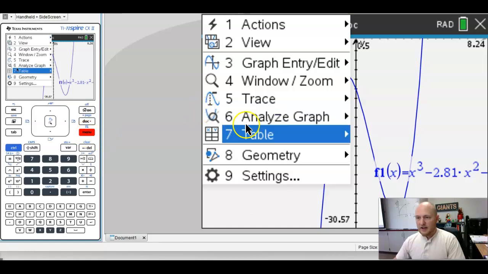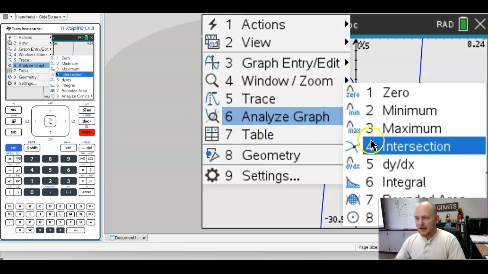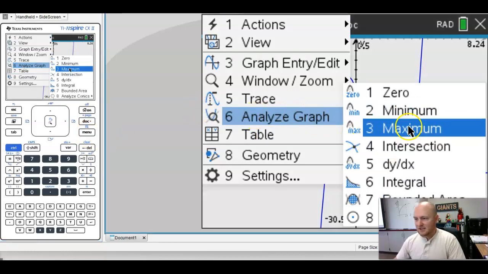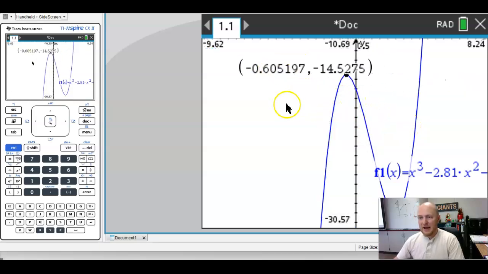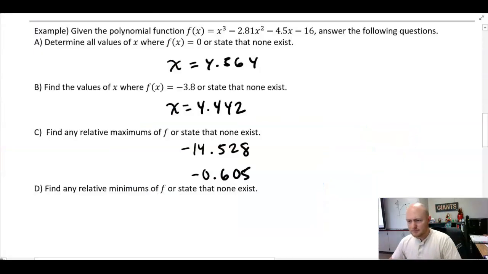So now I'll go ahead and find my maximum. So analyze maximum. Again, left, right, and then here is my maximum. Okay, a couple of notes about the question itself. I'm just going to jot down these two values really quickly and then show you how I'll answer this question.